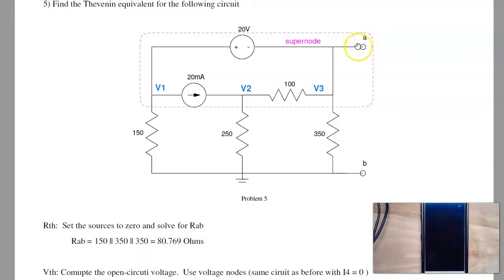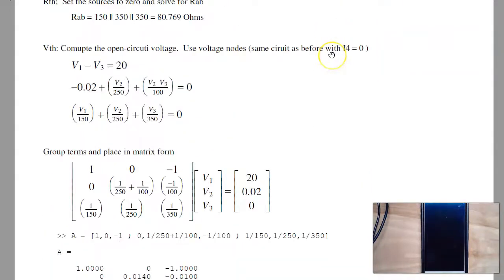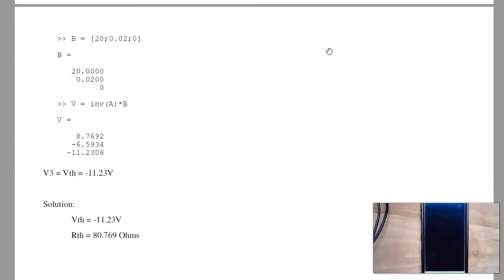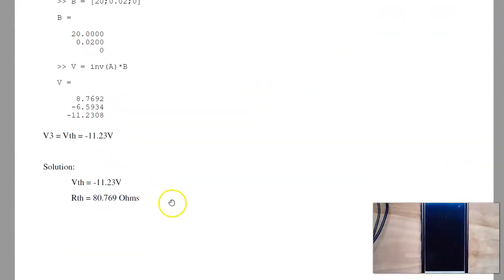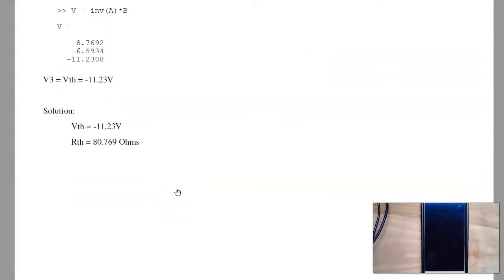For V Thevenin, find the open circuit voltage. That's write your node equation, solve, and I get V Thevenin is 11.23 volts, so there's your Thevenin equivalent. Again, that won't be on the quiz. That wasn't graded on the homework. We will be doing Thevenins this semester, though.